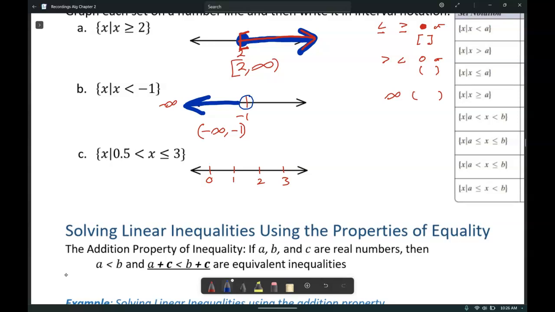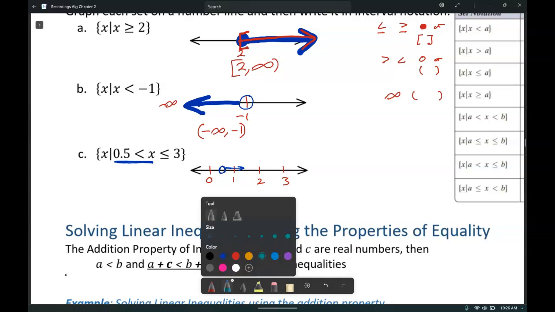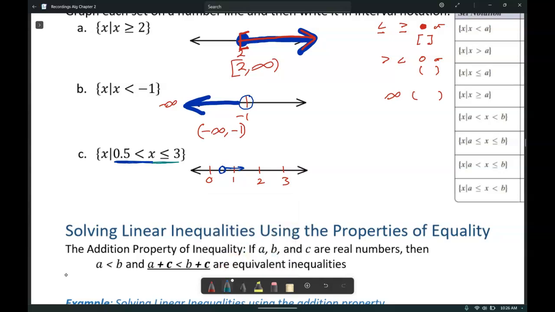Looking at our graph, we see that x is greater than 0.5. So somewhere here at 0.5, we're going to have an open circle. And we're shading to the right. And then we also have that x is less than or equal to 3. So at 3, we will have a closed circle. And we will shade everything to the left.